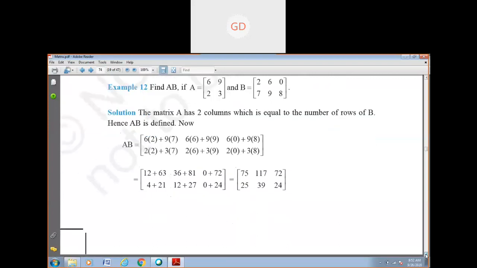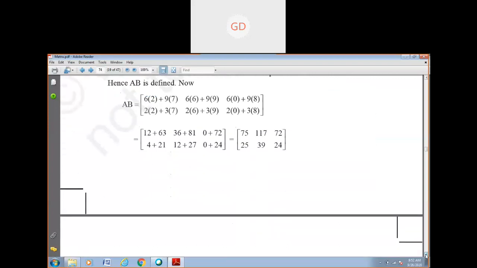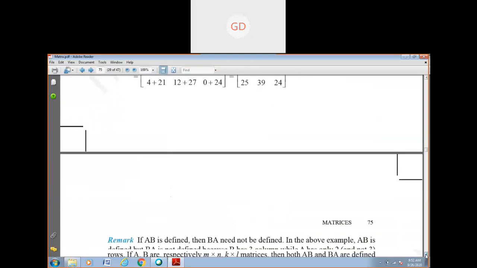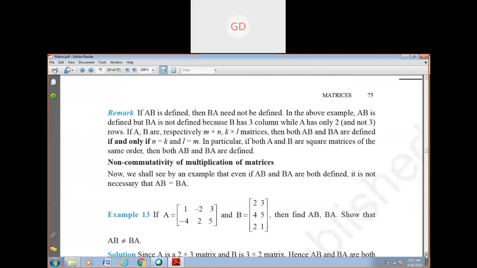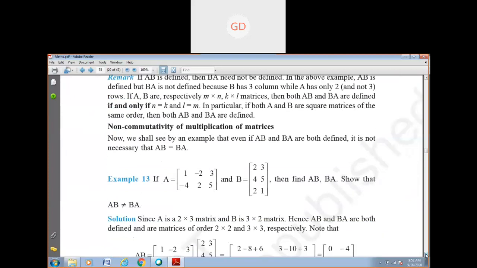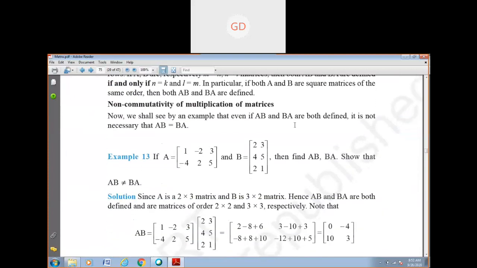So this is the way we can multiply two matrices if the condition is satisfied. Here you see another example. Here A is of order 2 by 3, B is of order 3 by 2. The number of columns, 3, and the number of rows here, 3, are equal. So we can go for multiplication AB.